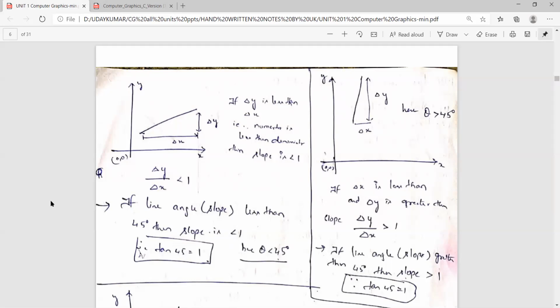So if you compare with the origin, if the line angle is less than 45 degrees, then the slope is less than 1. Right? Why are we taking tan 45? It is the standard, whether it is above 45 degrees or below 45 degrees. If it is below 45 degrees, the slope is less than 1. If the line is above 45 degrees with respect to the origin, then the slope is greater than 1.